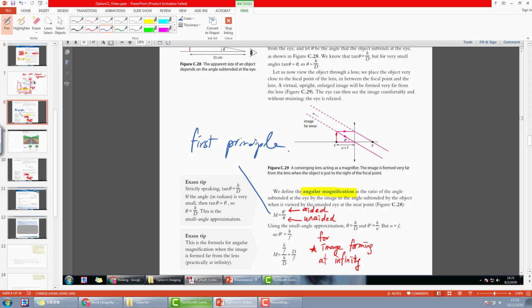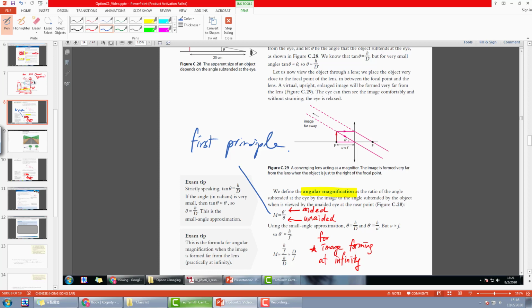You may also want to understand that the original one means unaided. That means if you have glasses, when you wear glasses, it is aided. When you don't wear glasses, it is unaided. So that is the basic definition of the angular magnification. You have to understand that.